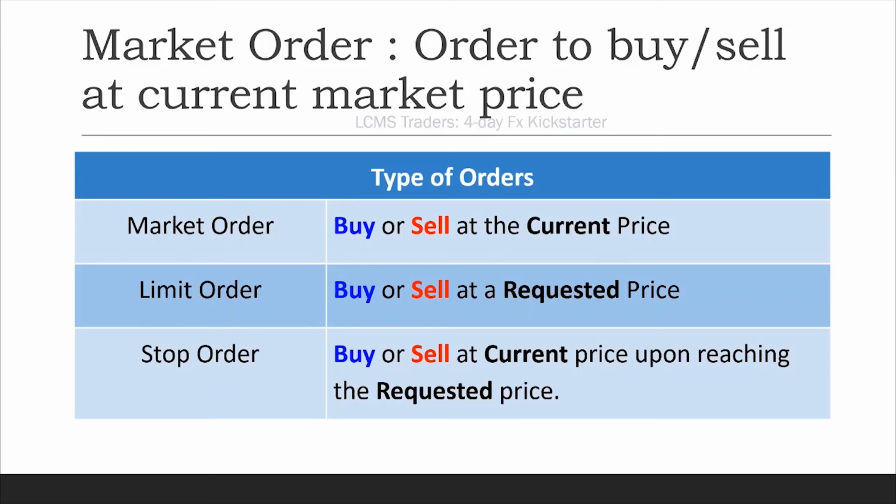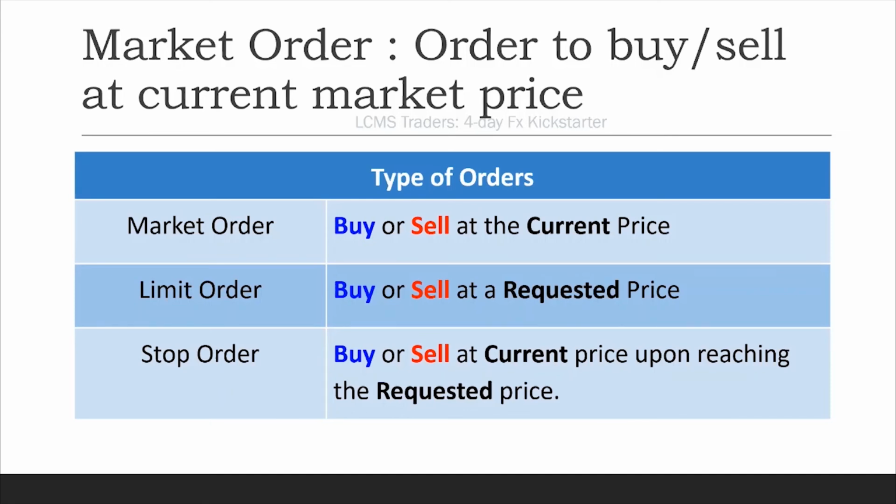A lot of times for me, because I'm looking at the market most of the time, I'm on the computer looking at it all the time, I actually prefer to do a market order because I want it to enter a trade straight away. I know the reasons why I'm getting into a trade. I know the conditions that I'm getting into a trade, whether to buy or sell at the current price.